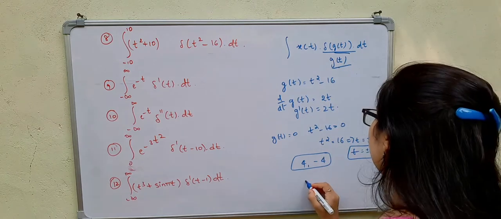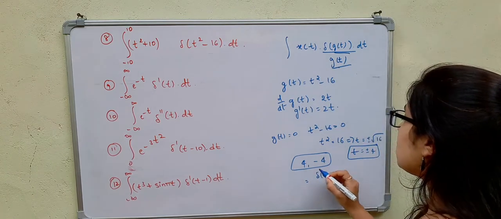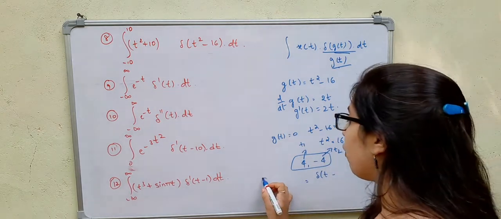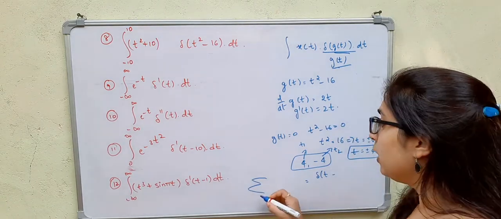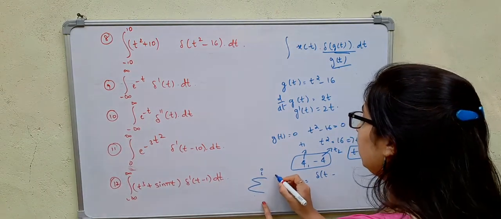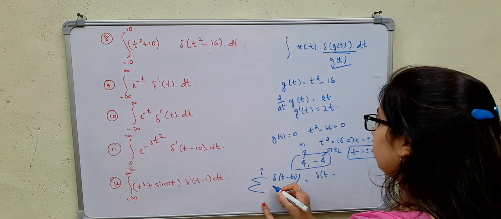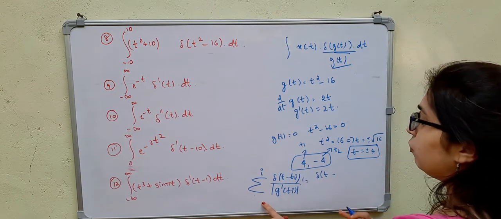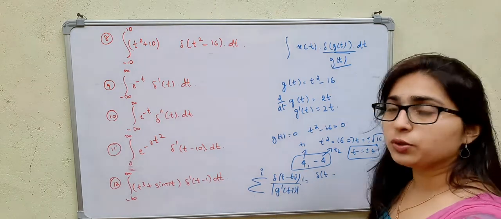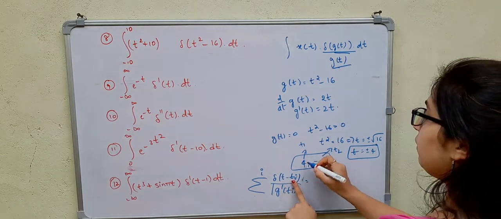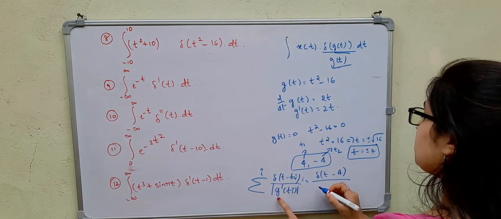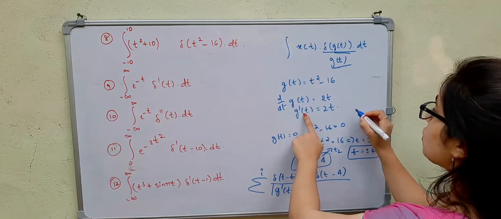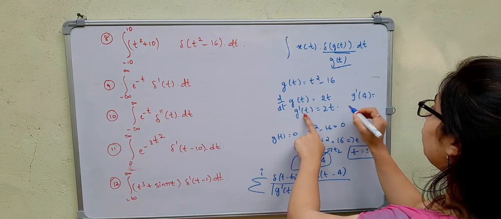Now I can consider this as t1, this I will consider as t2. What is the formula? When you have more than one real root, it will be summation over i of delta of t minus ti divided by mod of g dash ti. This will be your formula. So delta of t minus t1 will be delta of t minus 4. Then substitute in g dash t, you got 2t, so instead of that substitute 4. So g dash of 4 will be equal to 2 into 4, that is 8.